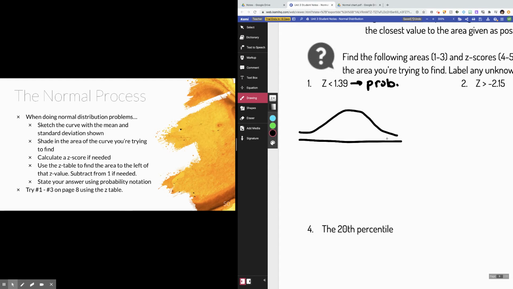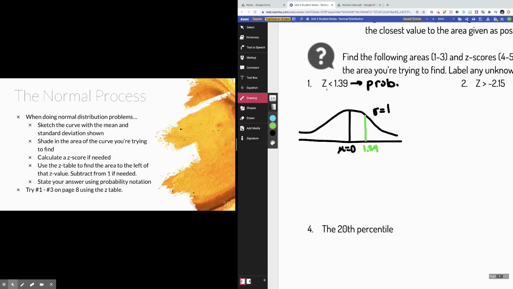It does not have to be beautiful, right? Mine usually look like this, but you always want to just sketch out the curve real quick, label the mean, and the mean here is 0 because we're looking at a z distribution. The mean is 0 and the standard deviation is 1. Next, step 2, shade the area of the curve that we're trying to find. So 1.39 is here-ish. It does not have to be exact, not even close. This type of sketch is perfectly fine.